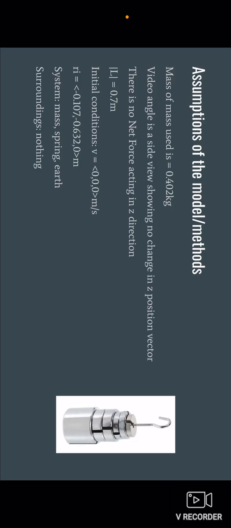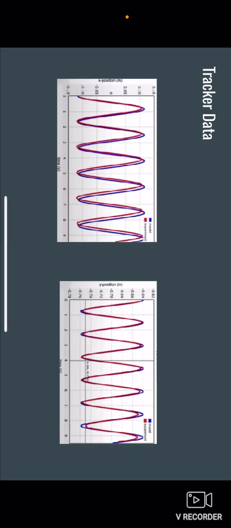The system here was the mass spring Earth system with nothing being the surroundings. Tracker data pretty much just showed the X and Y positions over time here. So when we used the first 9 seconds, we were solving for the oscillation period, which would be 2 multiplied by pi multiplied by the square root of m over k. And we found that to be 1.51964 seconds.